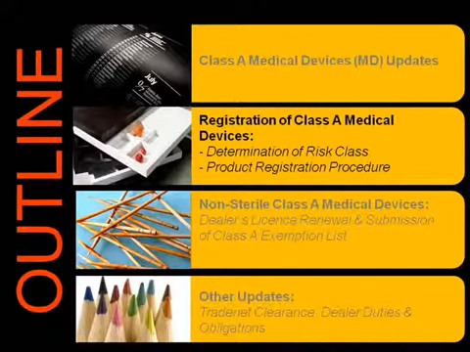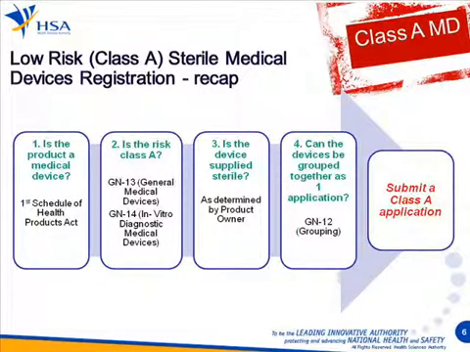Now we move on to the registration of Class A medical devices. We'll do a very quick run-through, just to make sure that we're on the same page. These are the thought processes that we all have when we want to register a product with HSA. With reference to Class A medical devices, these are probably some of the 4 main questions you will ask yourself.